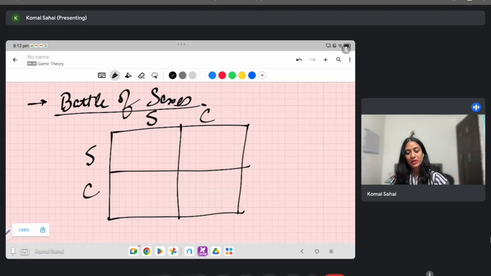Alright, so now we are in the Battle of the Sexes. We have Rahul and Anjali, and they are either in for a stand-up or in for clubbing, right? And this is the payoff that we had.